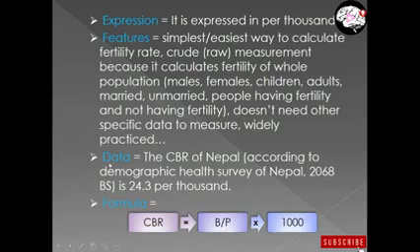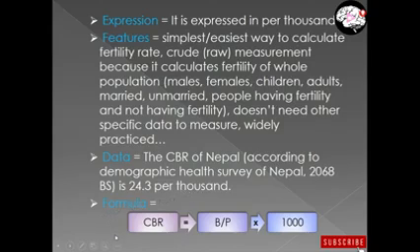Next, let's go to the next topic, that is important data. The CBR of Nepal according to the Demographic Health Survey of Nepal 2068 BS is 24.3 per thousand. It means in 2068 BS there were almost 24 live births per 1000 mid-year population.